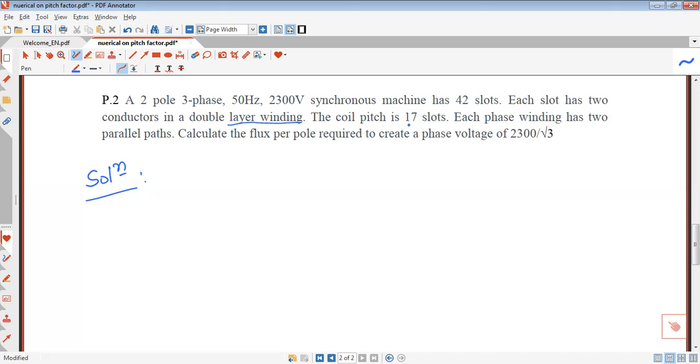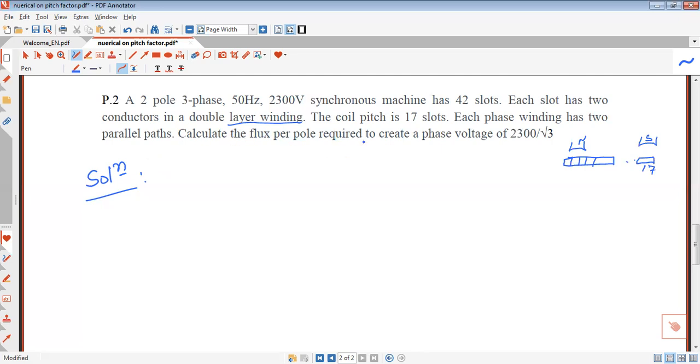The coil pitch is 17 slots. Coil pitch of 17 slots means, counting slot 1, 2, 3, 4 like that, if this is slot number 17, then the distance between one north and south pole is 16 slots. That is the meaning of coil pitch. Each phase winding has two parallel paths, so every phase has two parallel paths.